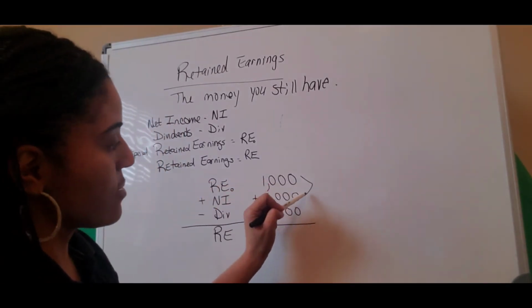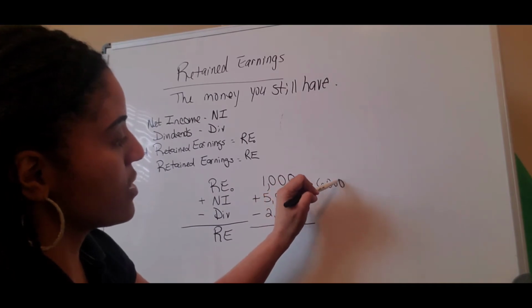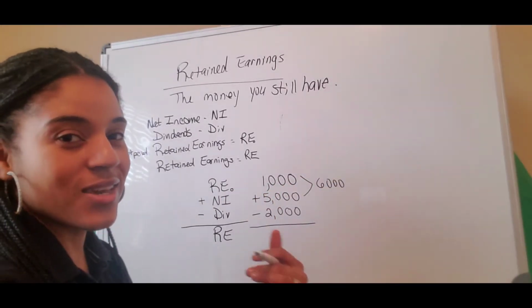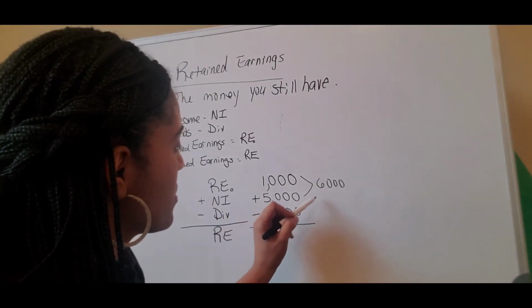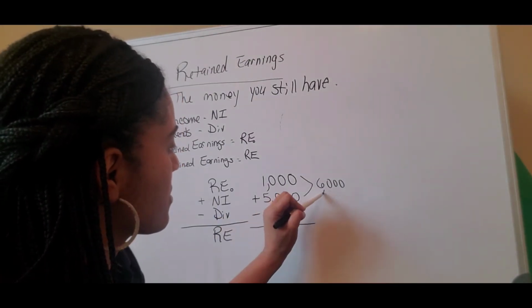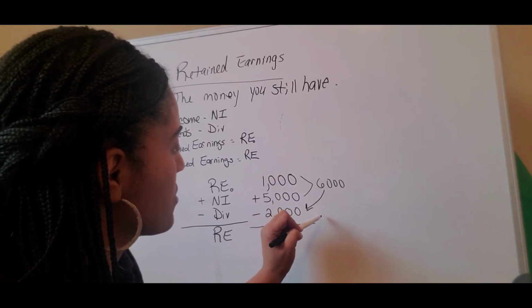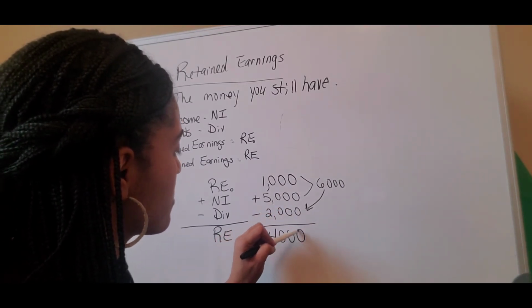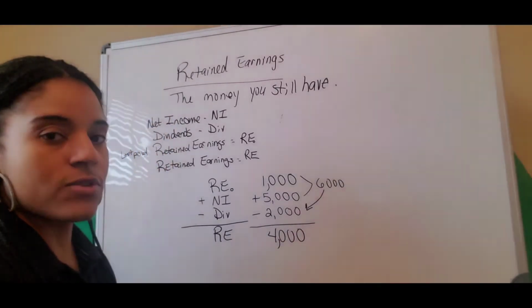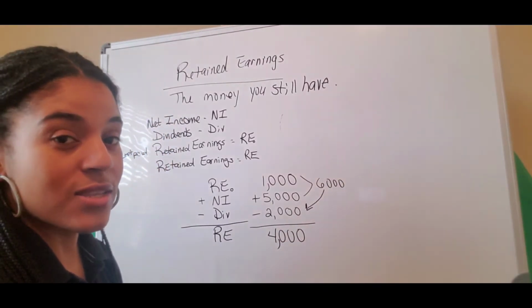1,000 plus 5,000, we're at 6,000. But then we've got to take out what we were nice enough to pay our shareholders. We're going to take 6,000 minus that 2,000, and we're left with $4,000. So retained earnings for this period is $4,000.